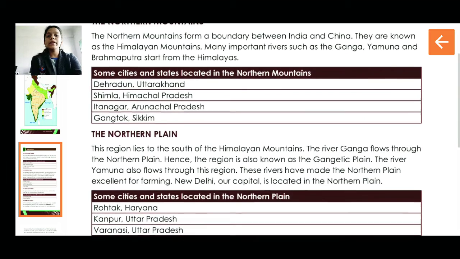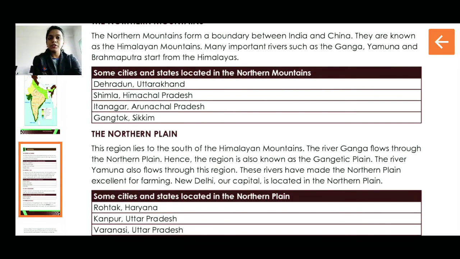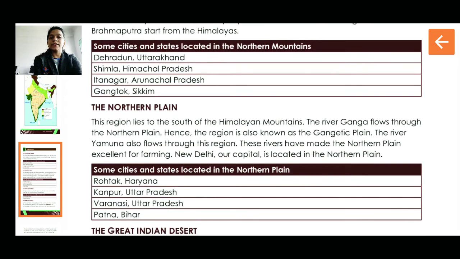Now here they have given you some cities and states located in the northern mountains. Which are those? Dehradun, Uttarakhand, Shimla, Himachal Pradesh, Itanagar, Arunachal Pradesh and Gangtok, Sikkim. So these are the different states and cities which are located in the northern mountains.